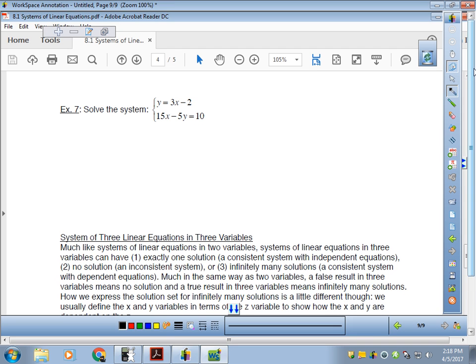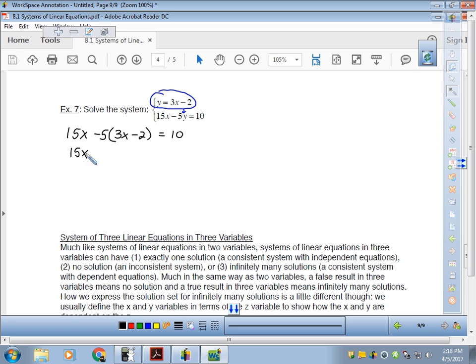Example 7. We want to solve the system y equals 3x minus 2 and 15x minus 5y equals 10. This one I'm going to solve with substitution because they've already solved this equation for y. They already have y by itself. So what I'm going to do is take that and substitute it into the y right there. So 15x minus 5 times, instead of y, I'm going to write 3x minus 2 equals 10.